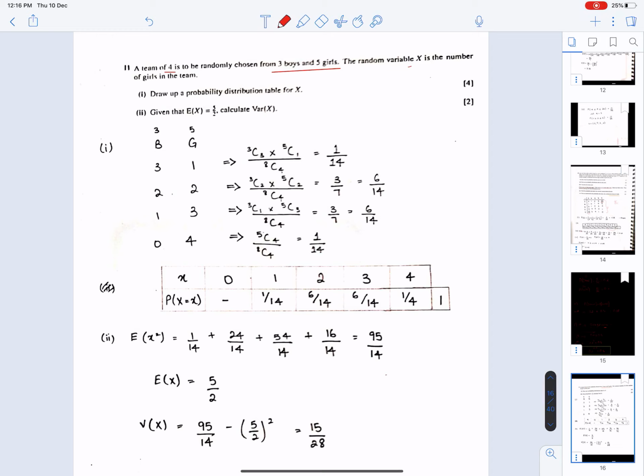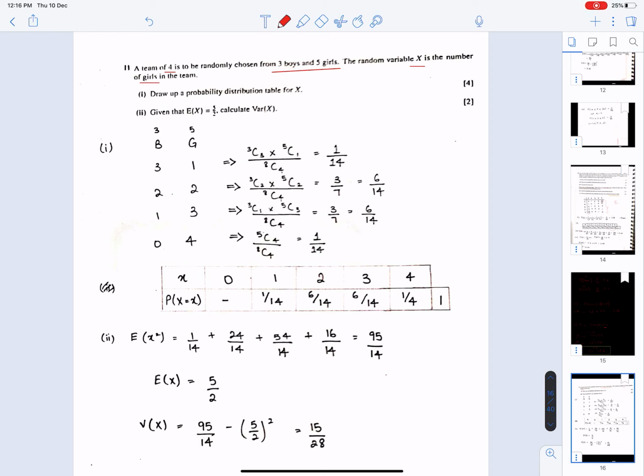The random variable x, now this is very important. The random variable x is the number of girls. You must understand the meaning of x in the question. X means number of girls. So draw up a probability distribution table for x.